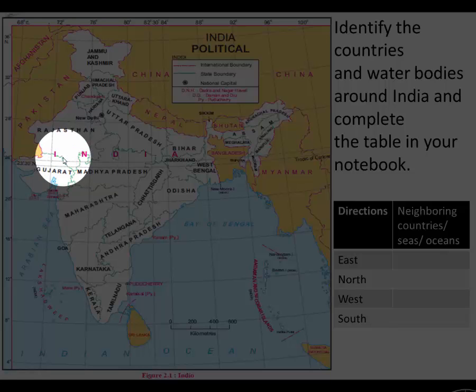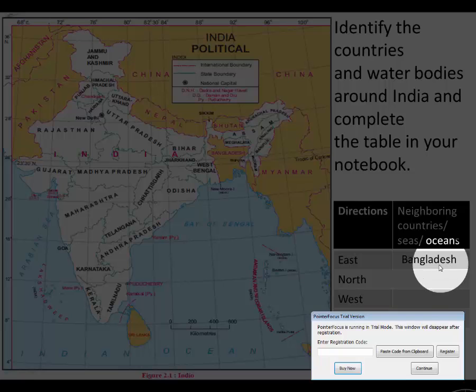Okay, now let's complete the table. First, the country which lies on the east side of India. This is India and this is the east side of India. Now the country which is located east of India is Bangladesh. Okay, our first answer is Bangladesh. See here.